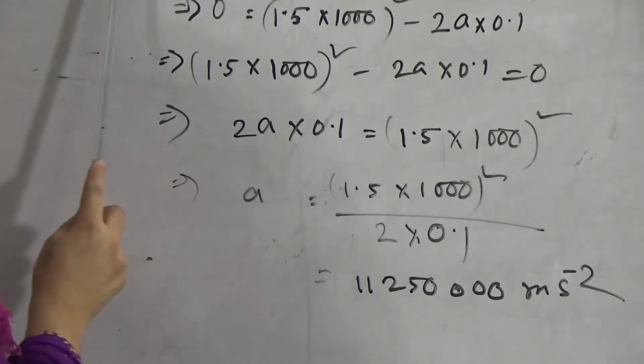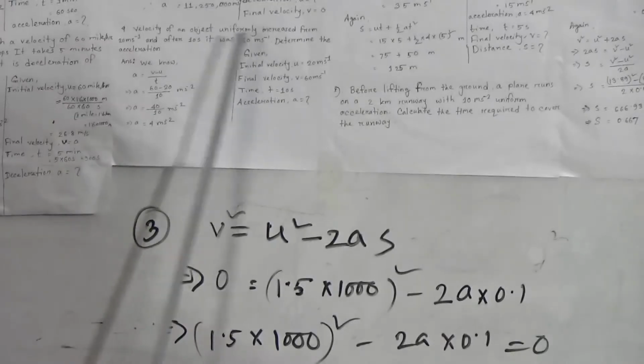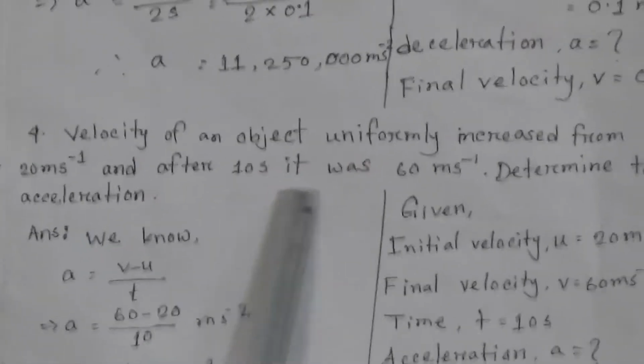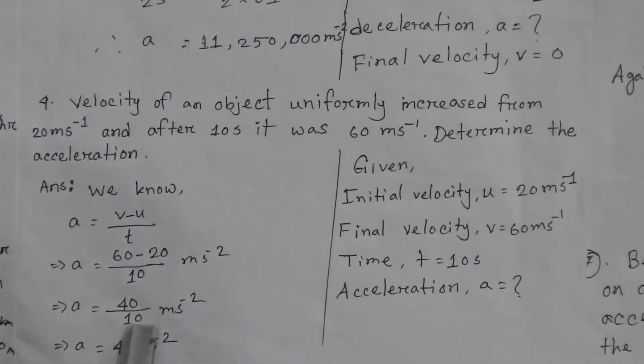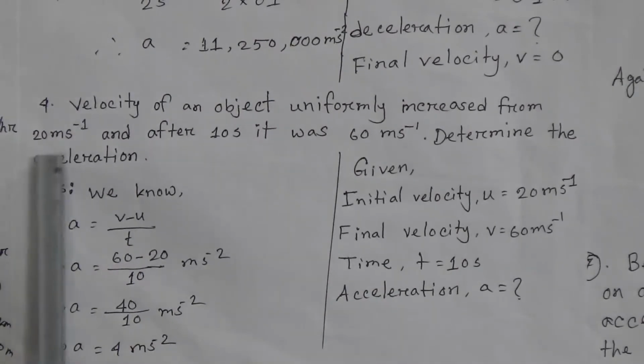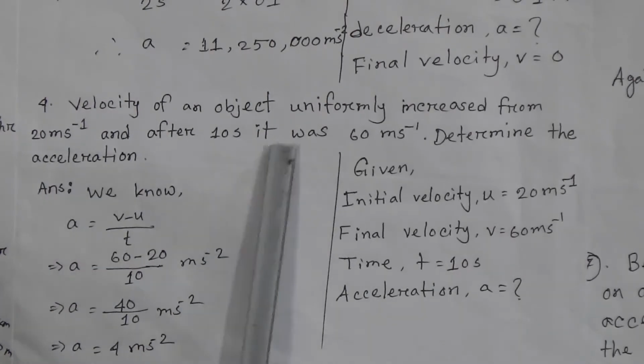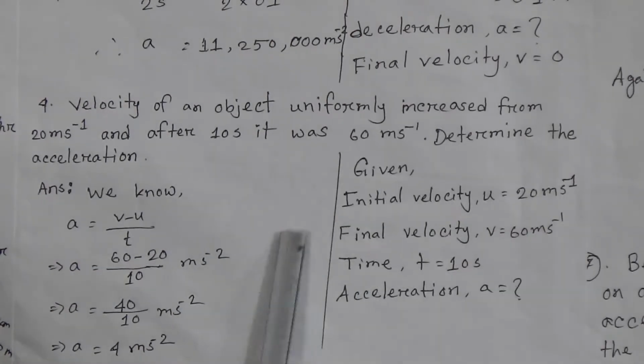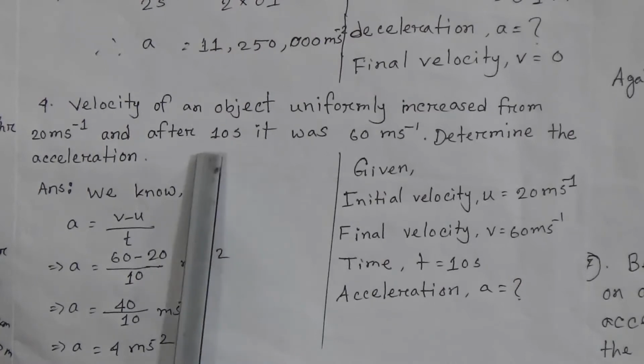Now come to number 4. The velocity of an object uniformly increased from 20 meter per second, and after 10 seconds it was 60 meter per second. Determine the acceleration. My dear students, here the given initial velocity is 20 meter per second, final velocity is 60 meter per second, and time t is 10 seconds.